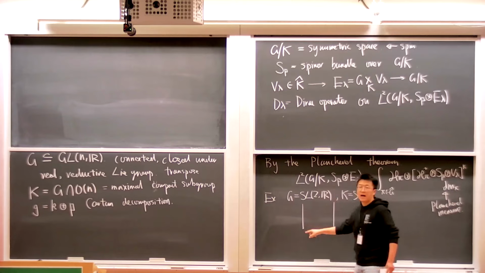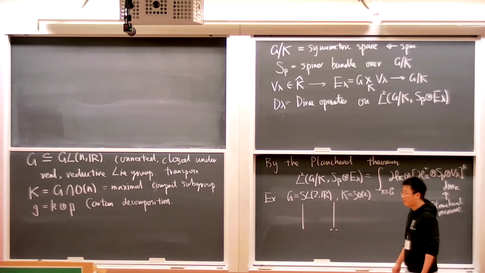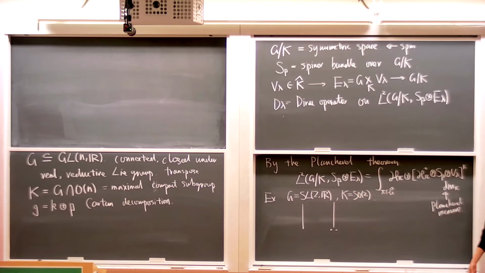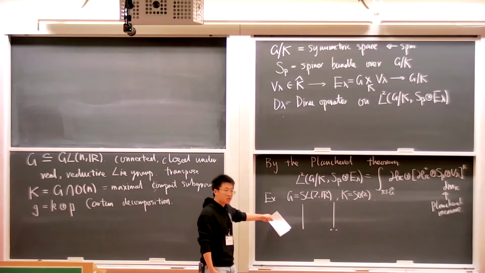This is known as the spherical representation of G. This is the non-spherical representation of G. So this Plancherel measure is some very interesting information we wanted to detect. So I will just write down the Plancherel measure for this special case.